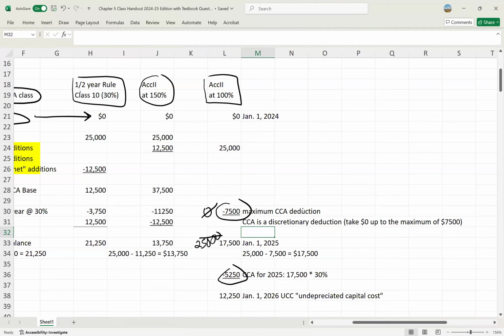Any questions about these 3 different methods? So pay attention to the questions in the textbook as to what year you're dealing with. Most of the examples maybe start with 2022, 2023. Some of them will just start right in 2024, but there are some multi-year examples that are shown in your textbook. So that's why I wanted to show you these different methods. So keep this in mind when you're practicing some of the questions in Chapter 5.